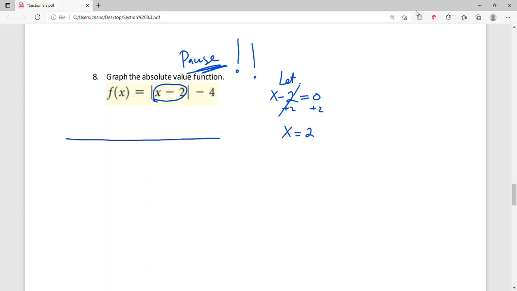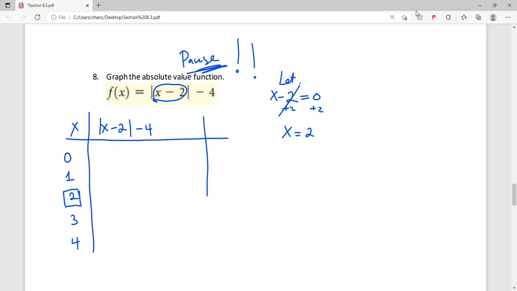When you get that value, you make a table. Start with that 2 in the middle, and then pick some numbers that are smaller than 2, and pick some numbers that are bigger than 2. And then you could construct your table to find your values.